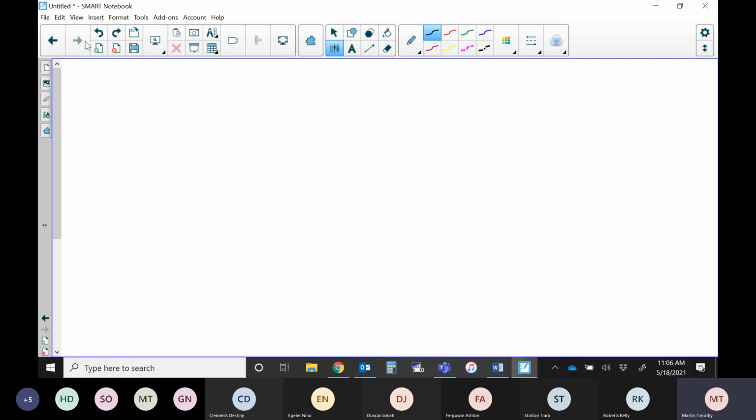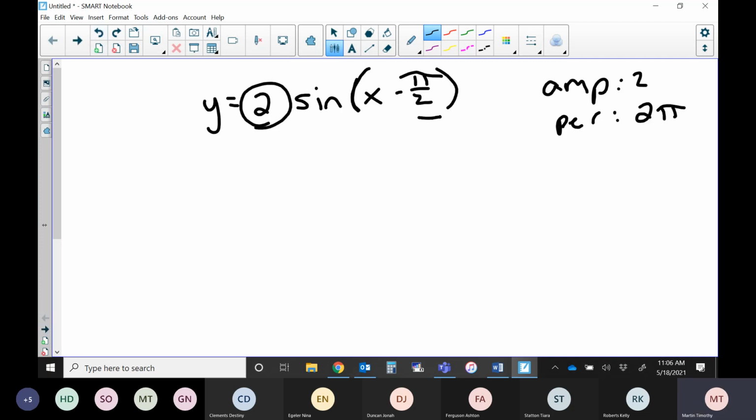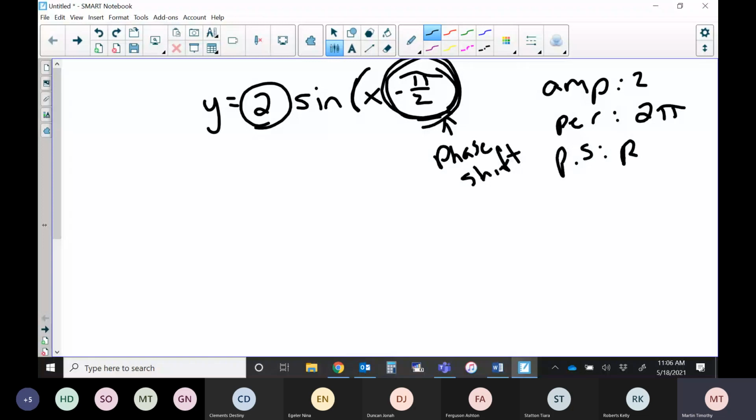But what the heck? How does this do that? That is called a phase shift, just like we've done all year long. And a phase shift moves it right and left, and it moves the opposite direction. So this is actually going to move it to the right, pi over 2.